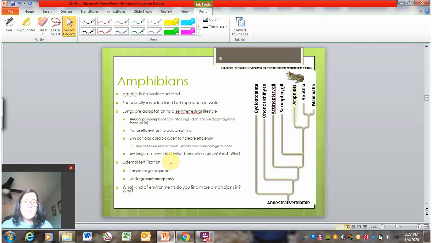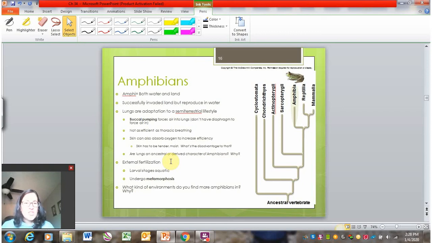And so the problem with that is that there has to be water to move the sperm to the egg. And so their reproduction is very strongly tied to water. They have to return to water in order to reproduce. If they're somewhere without a pond, for example, they can't reproduce because there has to be a way for the sperm to get to the egg.